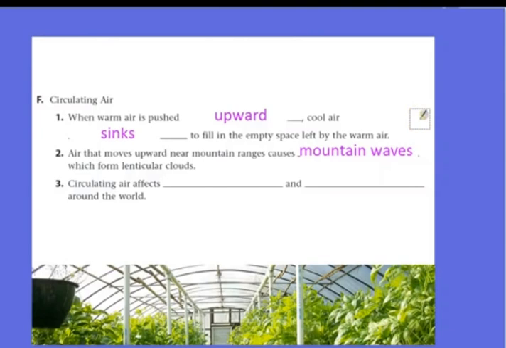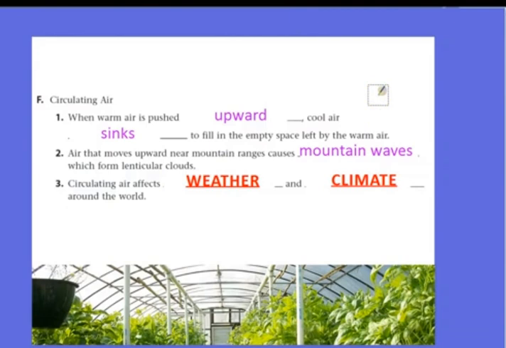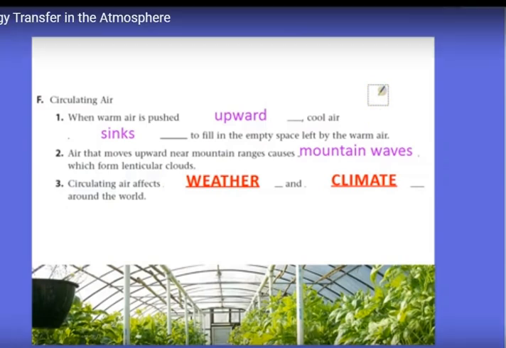Now, circulating air will affect weather and climate around the world. And we will talk about the difference between weather and climate later on. But just remember that weather is the local conditions where we're at right now. And where I'm sitting as I'm recording this, it is in the mid-60s because it's evening and we have rain, in the beginning of December when I created this. Climate, however, is the conditions of temperature and precipitation amounts over a long period of time.